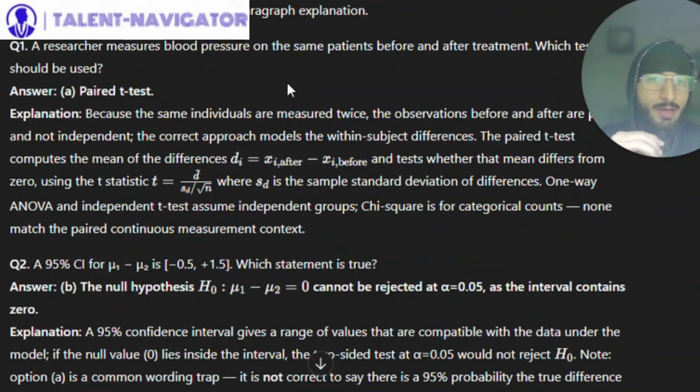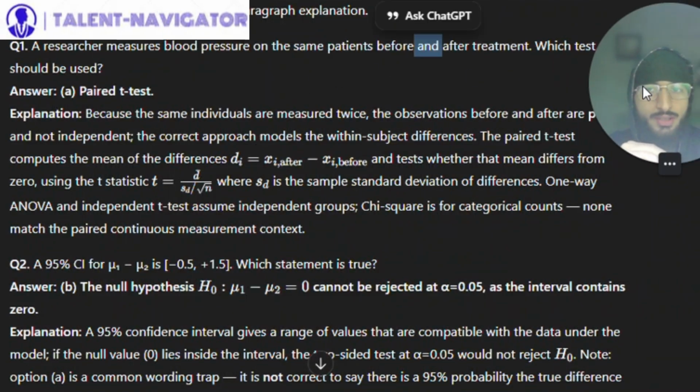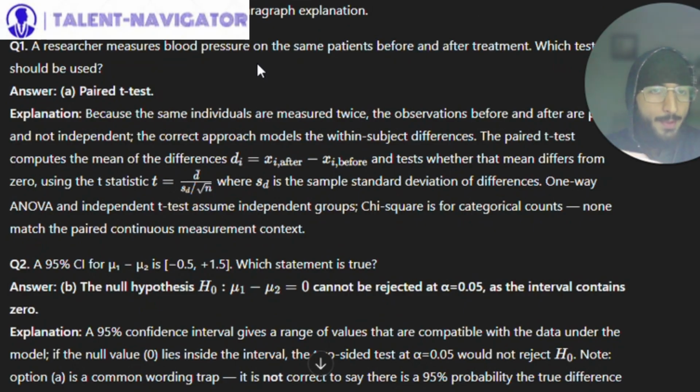Now, a researcher measures blood pressure on the same patients before and after treatment. Which test should be used? We use the paired t-test. Now, let us see the in-depth explanation for that.